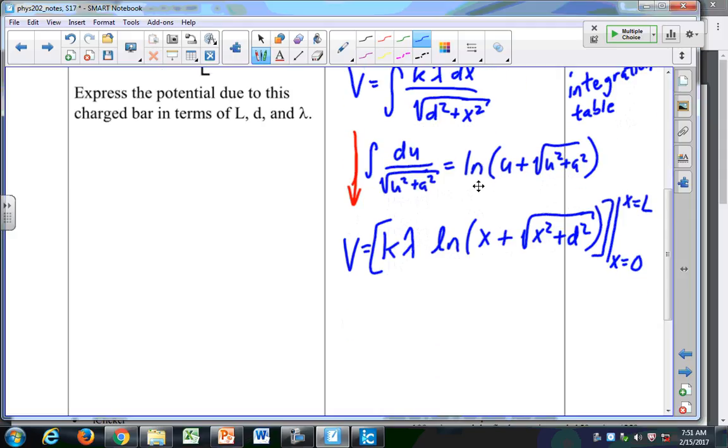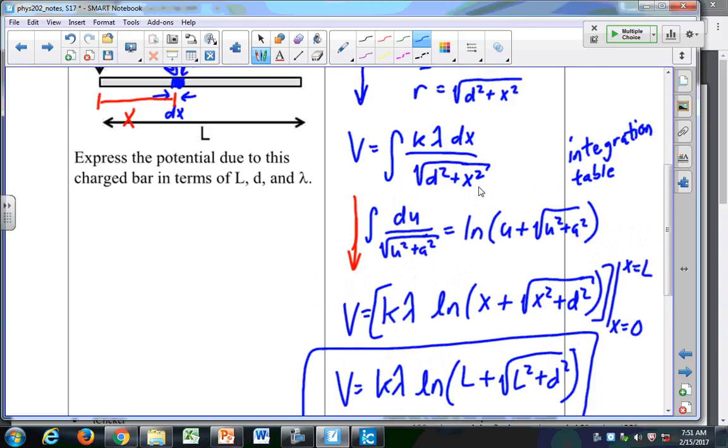And what I get is this final expression: k lambda natural log of L plus the square root of L squared plus D squared. So that's the answer.